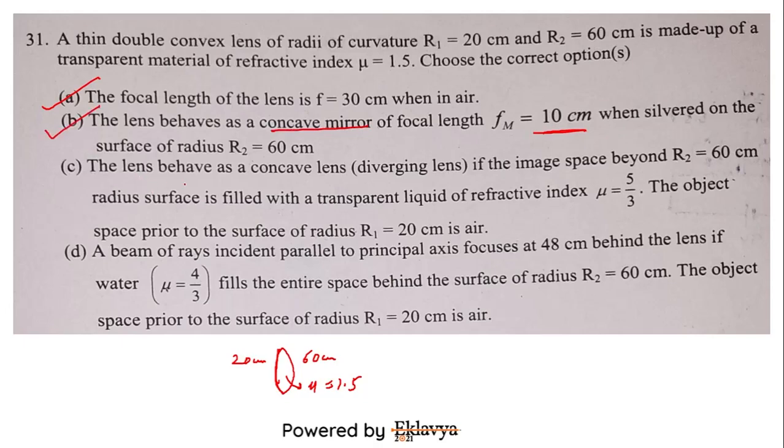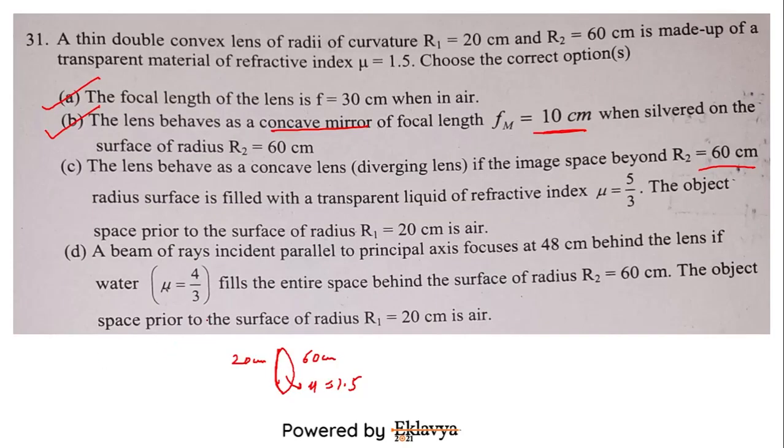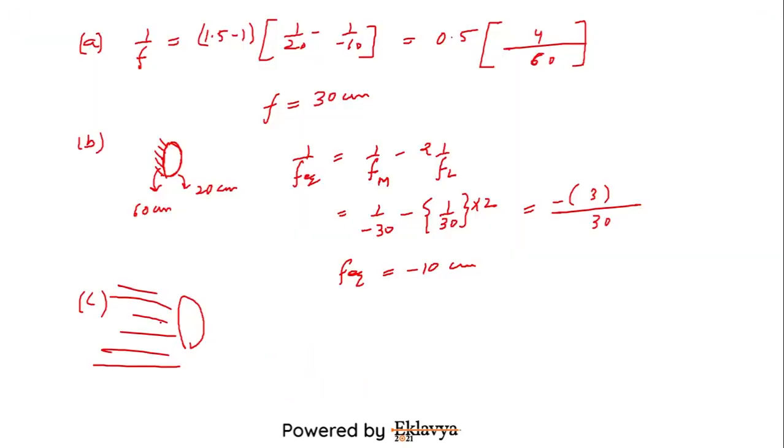Now option C says that the lens behaves as a concave lens if the image space beyond the 60 centimeter radius is filled with transparent liquid of refractive index this much. Okay, so let's see now. In option C, we want to check what happens if we fill this space with another medium of refractive index 5 by 3. So let's say this is 5 by 3. This was 1.5 only, and this is air only.